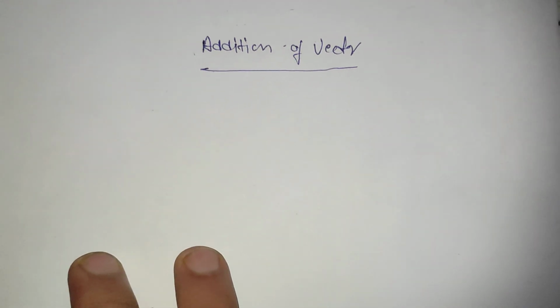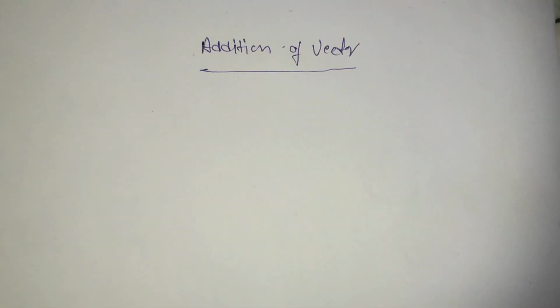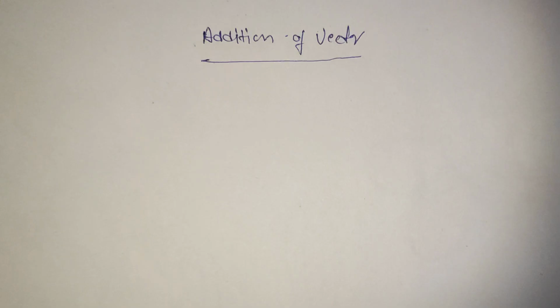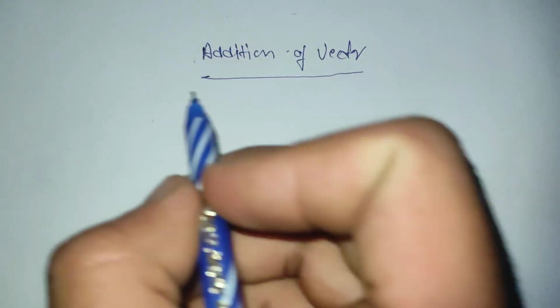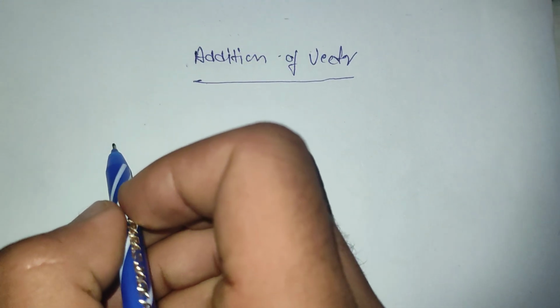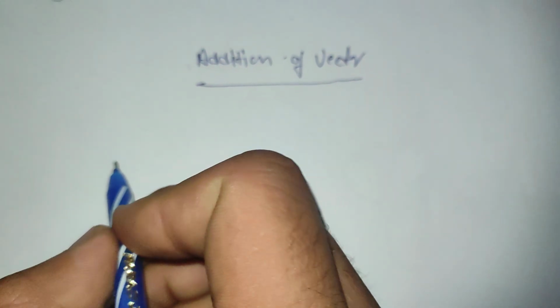Let's start the addition of vectors. In the previous class I explained the triangle law and the parallelogram law. So it's time for addition of vectors. You all asked whether we should start with the addition of vectors first, so let's start. Okay, you know all of this.